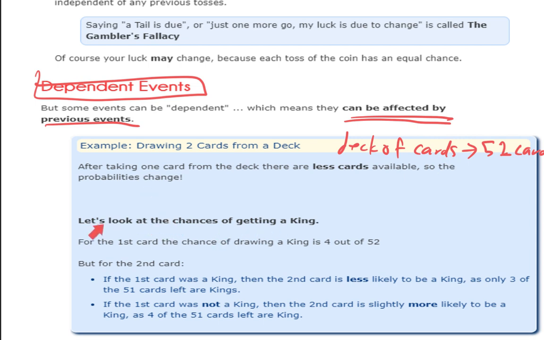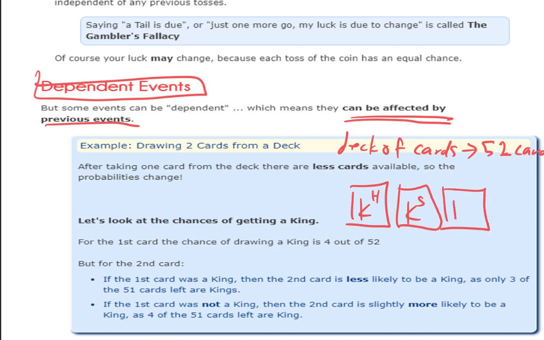Imagine you asked, "What's the chance of getting a king?" For the first card, the chance of drawing a king is 4 out of 52, because we have a king of hearts, a king of spades, a king of diamonds, and a king of clubs. So we have 4 kings out of 52 cards, just like we practiced last time. We could write that as P(king), the probability of getting a king.